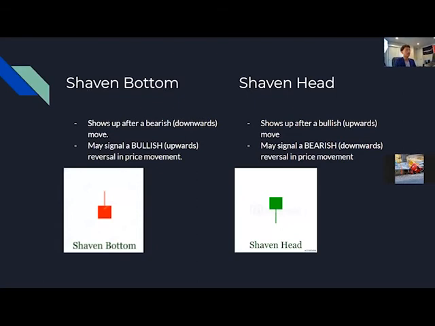All right, so first we have a shaven bottom. The shaven bottom shows up after a bearish or downwards move. So as you might think, after the stock price has moved down, it's likely to go up at some point. So if you look at any graph, you've probably seen one of these at the bottom of a downtrend. So what does this really mean?